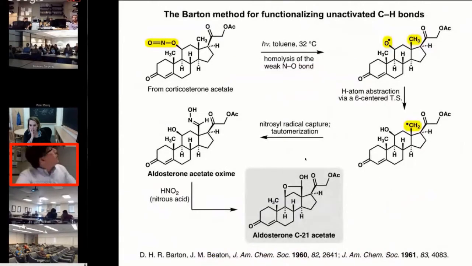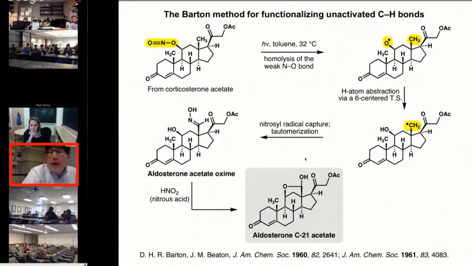Derek Barton, one of the great pioneers in the development of radical chemistry, looked upon a problem in steroid synthesis that loomed large in that day. And that problem is embodied by the structure of aldosterone C21 acetate. And in response to that structure, Barton conceived of a rather interesting and important reaction that bears his name. This is called the Barton nitrite ester photolysis reaction.